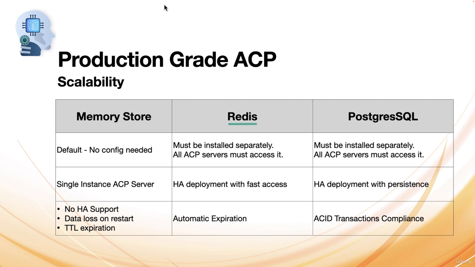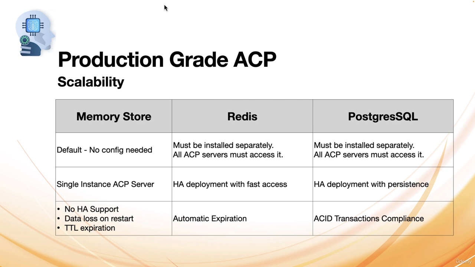In case of Redis, it doesn't come by default. You need to either install it or use a managed Redis service in some public cloud, for example, Amazon Web Services. And all the instances of your ACP servers must access the same instance and same database of Redis. It supports HA deployment. HA refers to high availability. So by having Redis, you will have high availability with fast access. And also after some time, the information that you have in Redis will expire.